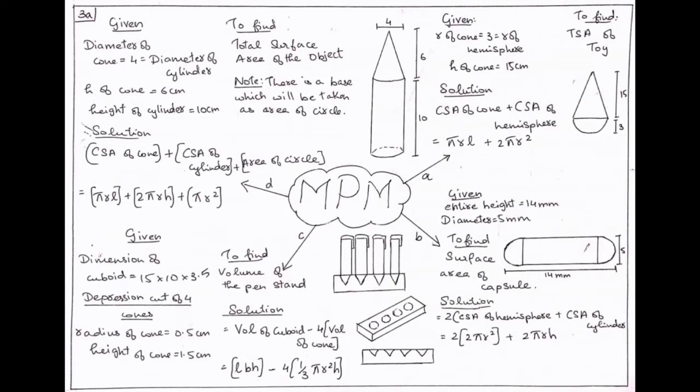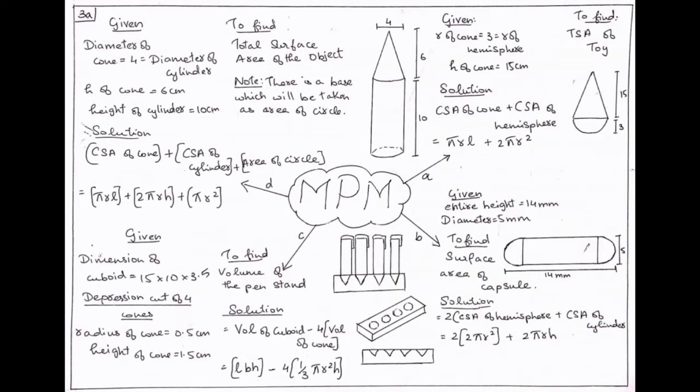solution we will give is 2 into CSA of hemisphere plus CSA of cylinder, and 2 into CSA of hemisphere is basically one sphere, right? So we can have it like area of sphere plus CSA of cylinder, but it's not really needed. So 2 into 2 pi r square plus 2 pi r h is the formula.